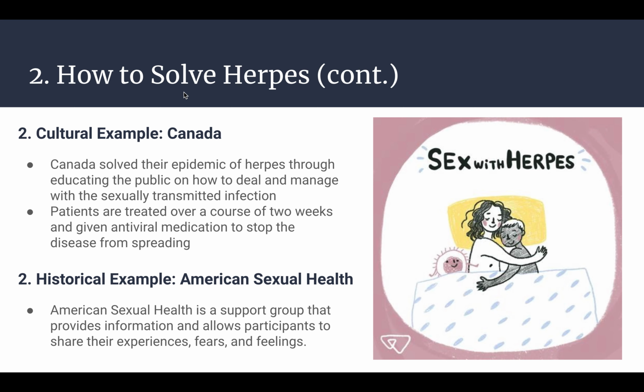So, the second way to solve herpes, a cultural example, which was from Canada. Canada solved their epidemic of herpes through educating the public on how to deal with and manage a sexually transmitted infection. Patients are treated over a course of 2 weeks and given antiviral medication to stop the disease from spreading. A historical example would be the American Sexual Health Organization. It's a support group that provides information and allows participants to share their experiences, fears, and feelings, obviously with other people who have had herpes or been around or treated people with herpes.